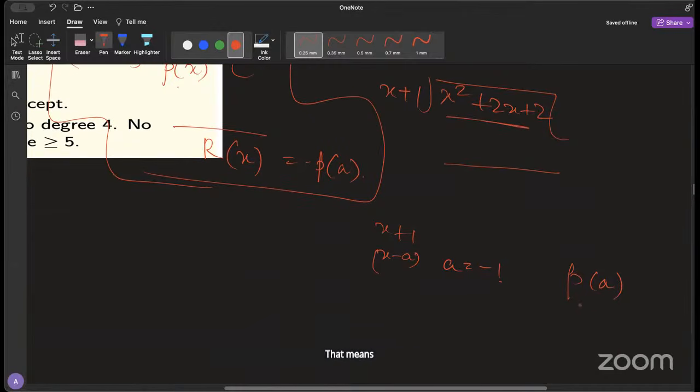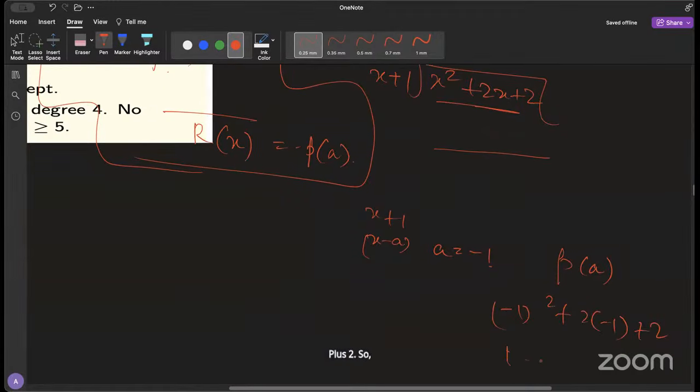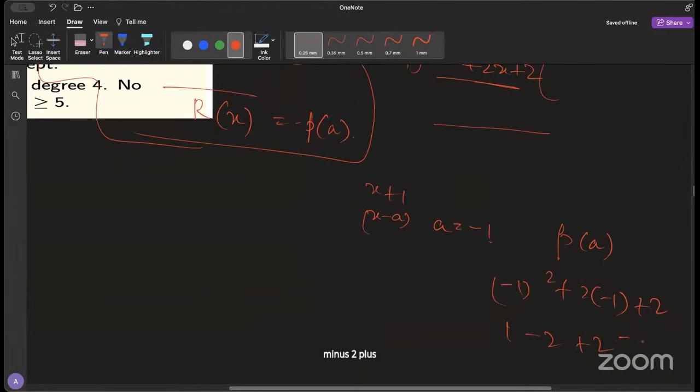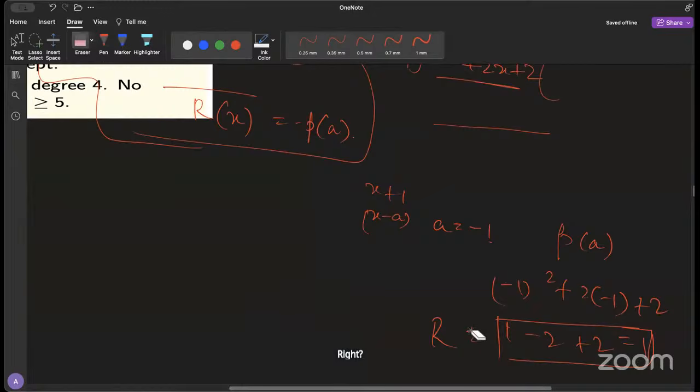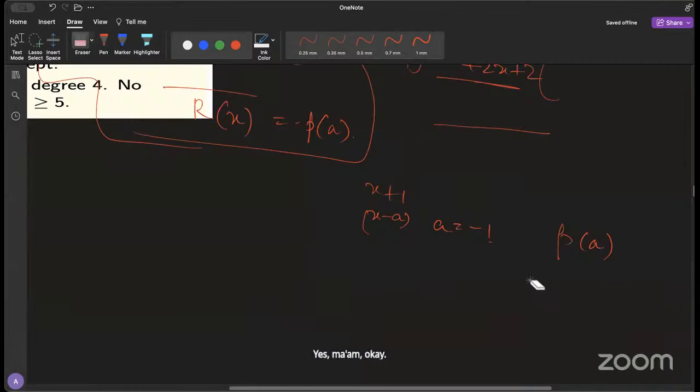That means substitute a in place of x. Put x equals a. So you will get (-1) squared plus 2 times (-1) plus 2. So this is 1 minus 2 plus 2, and this is 1. That means this is confirmed by the remainder theorem, that your remainder is 1, right? Is that okay? Yes, ma'am. Okay. That's it.